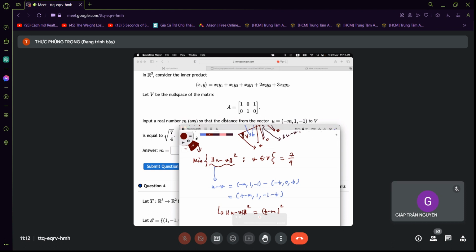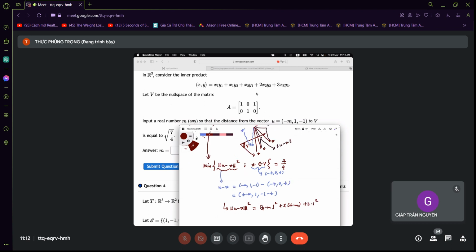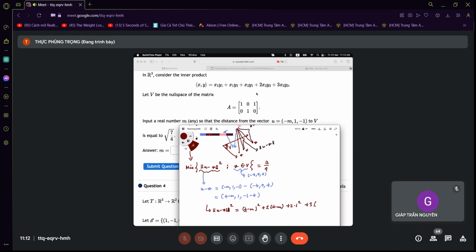Now it's time to use the inner product. So when you do the norm, you need to use the inner product. So by the way, let me write v as minus t, 0, t. So you have s1 squared, s1 times s2, s2 times s1, so you have t minus m squared, plus 2 times 1 squared, and plus 3 times minus 1 minus t squared.